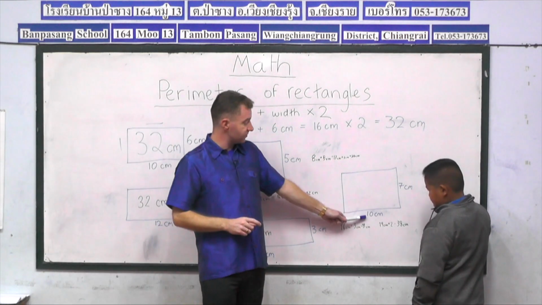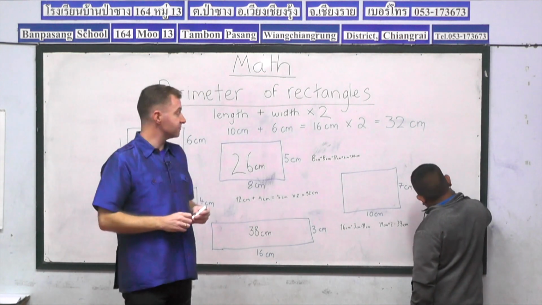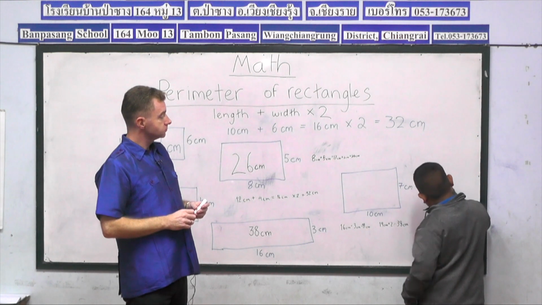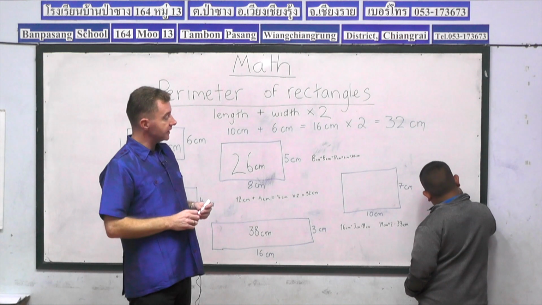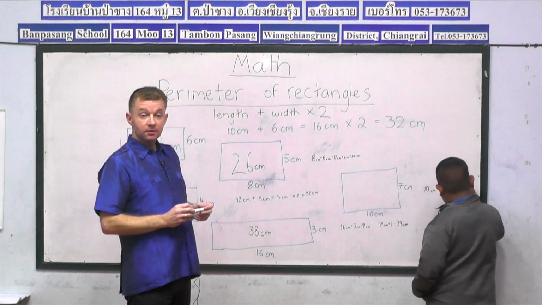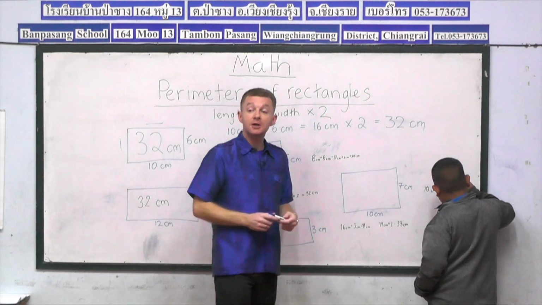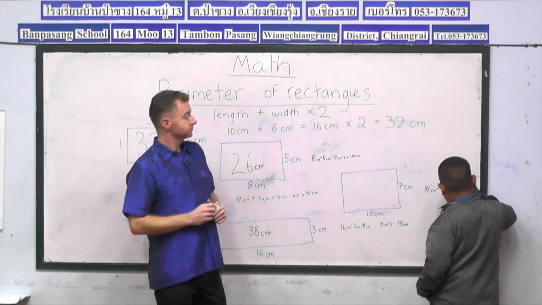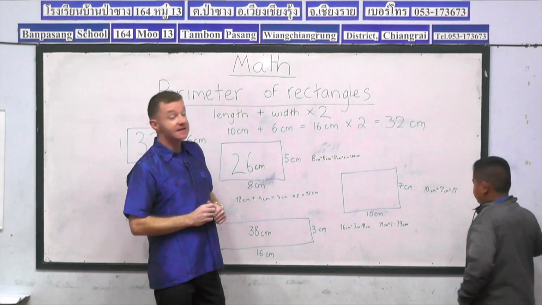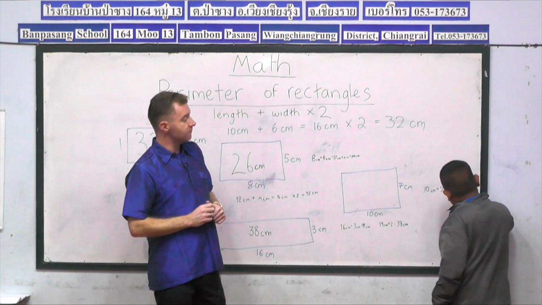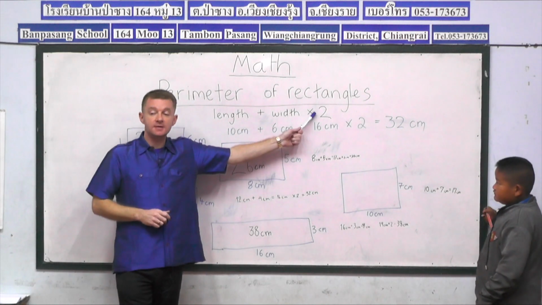First of all, we do 10 plus 7. 10 plus 7, 7 centimeters equals 17 centimeters. 10 plus 7 equals 17. Centimeters, cm for centimeters. Now we have 17 centimeters, guys. What do we need to do next?